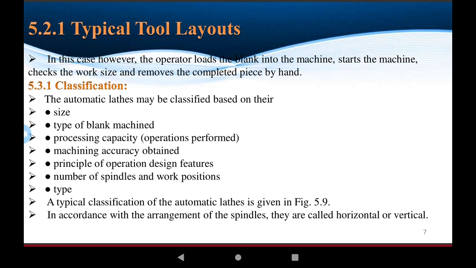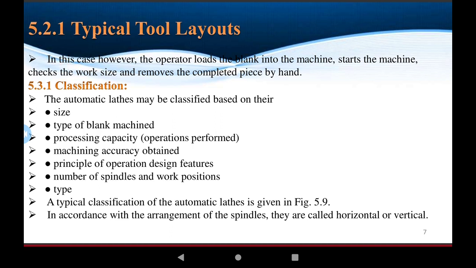One topic in this video is the classification of machines by size and by the work they perform, and the automatic machines. The automatic lathe machines may be classified based on size.